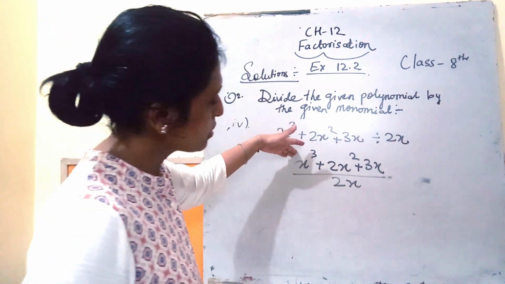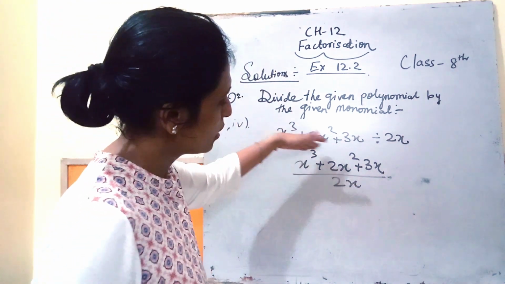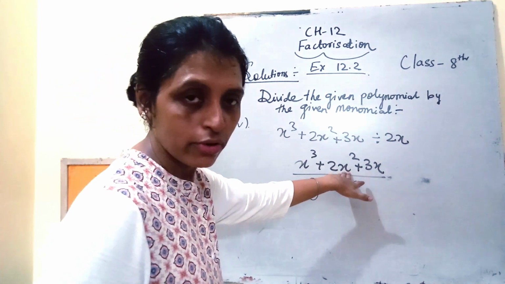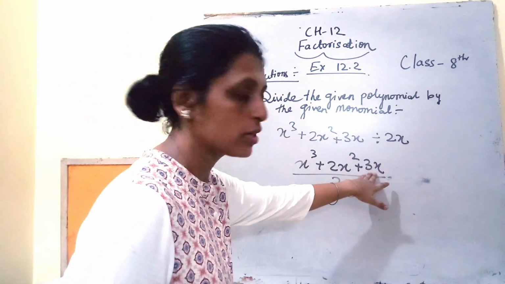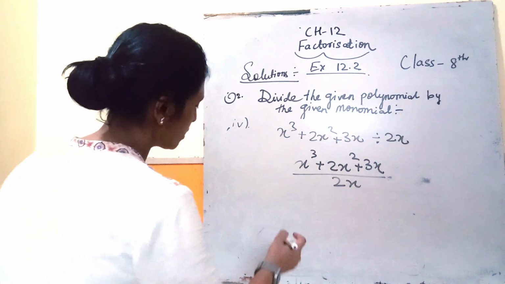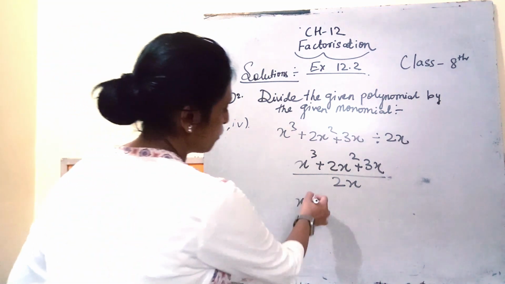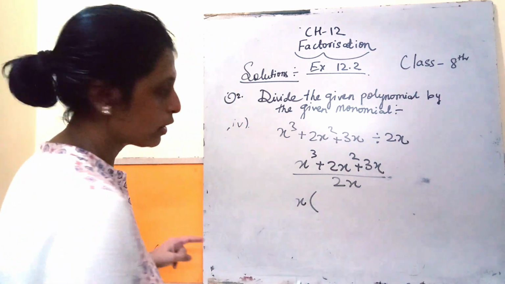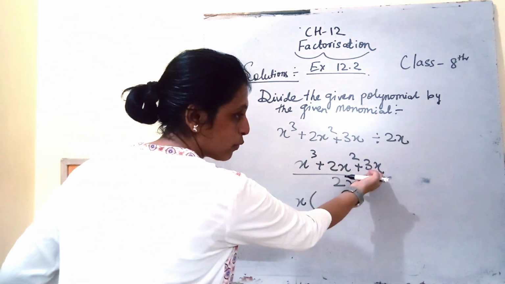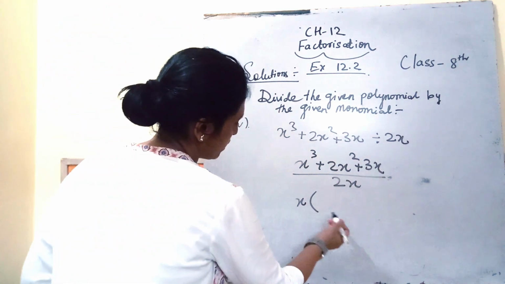See children, in the first term we have 3x, and in the second term we have 2x, and in the third term we have a single x. So at least we can take one x only as common. Why? We cannot take more than one. Why? Because this is having only one x. So at least one x can be taken as common.